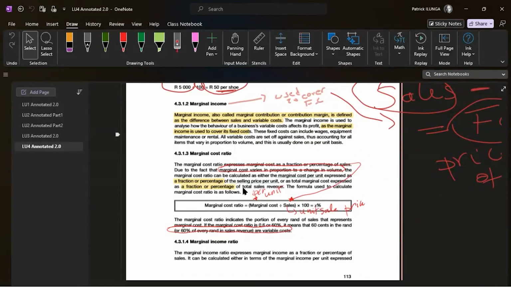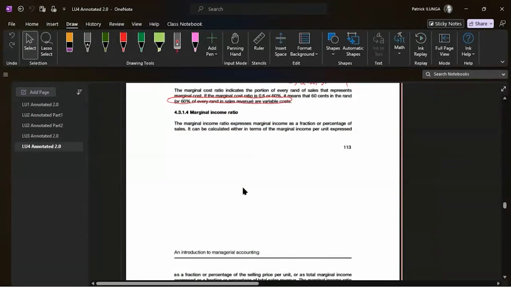What is the marginal cost ratio? Remember we talked about the marginal cost? Now we're talking about the marginal cost ratio. It's just the marginal cost in proportion to the selling price. If you are looking at a unit, but if you are looking at the entire marginal cost, you just take the marginal cost divided by the sales, multiplied by 100. Remember, because it's a ratio, we want to find a percentage. Easy. The marginal income ratio is very similar. We just want to find it as a percentage.